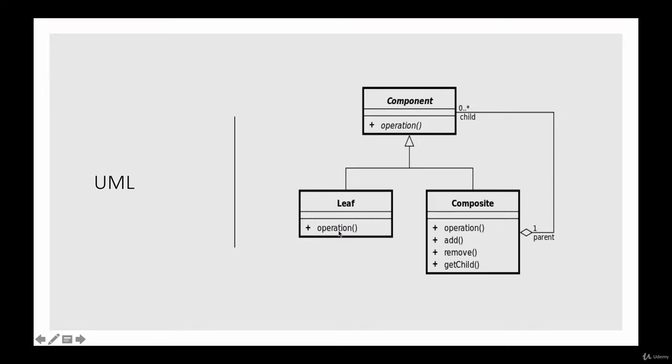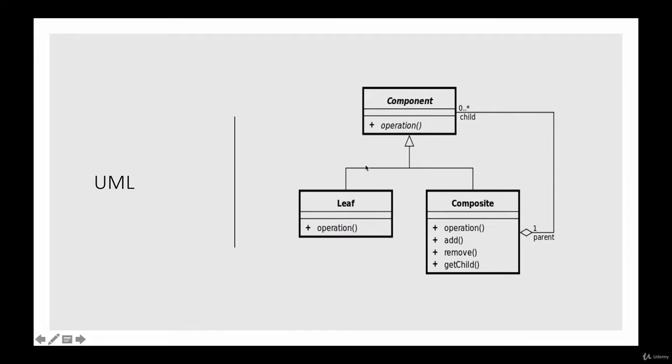Here, leaf means that it's not a box, it's actually the content of the box and you want to perform some operation on that. And you can also add the composite itself, the box, which may again contain some boxes inside or some products. So that's what we want to do.